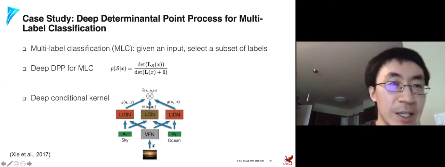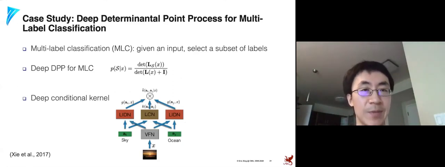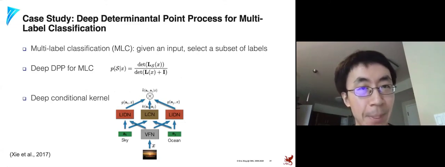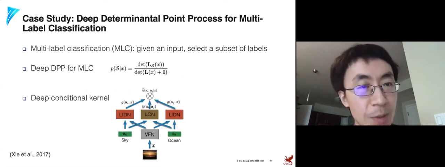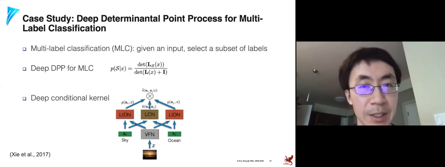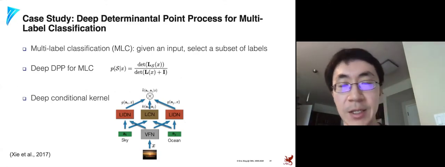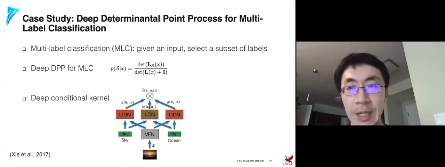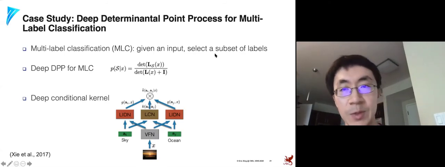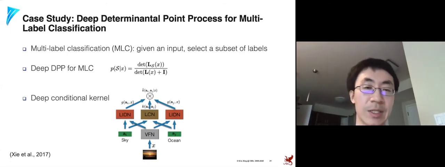So here we have a case study, in which we utilize the deep determinantal point process for multi-label classification. The DPP here is a conditional DPP. Multi-label classification is a problem where we are given an input, for instance, an image, and we have a set of candidate labels, for instance, the 1,000 class labels in ImageNet. In multi-label classification, we want to select a subset of labels and annotate this image using this subset.